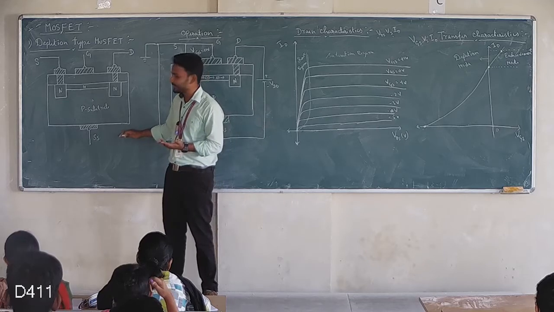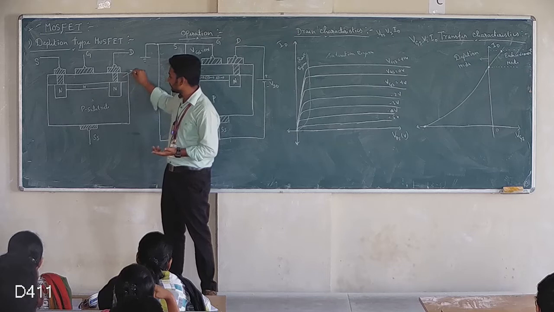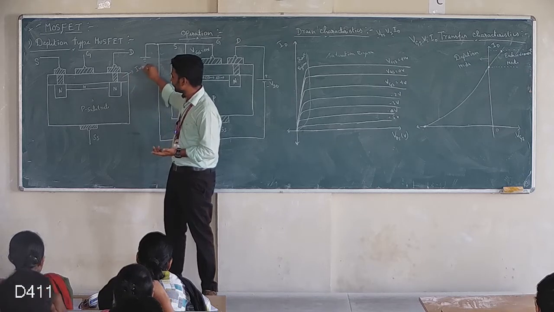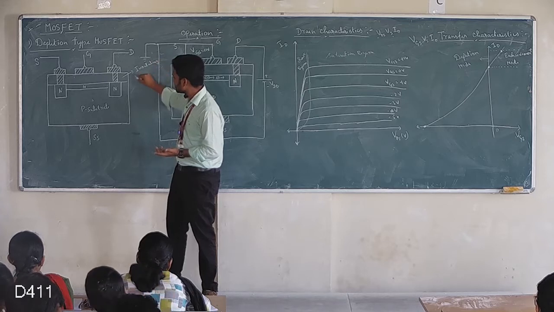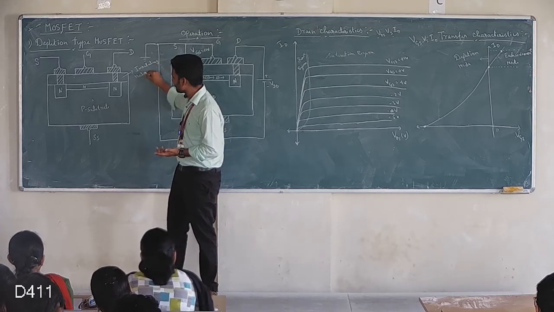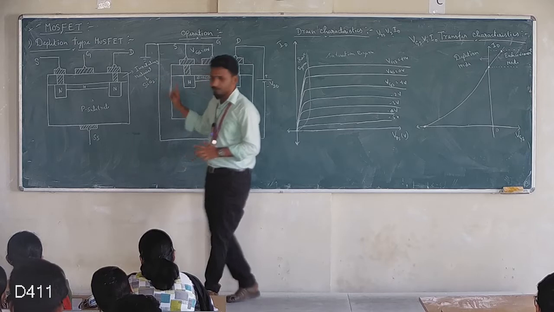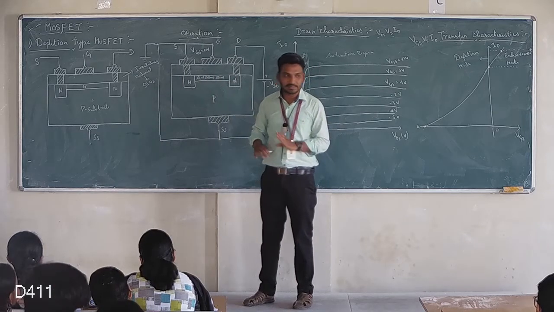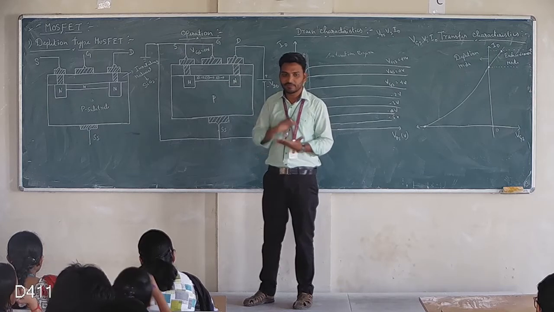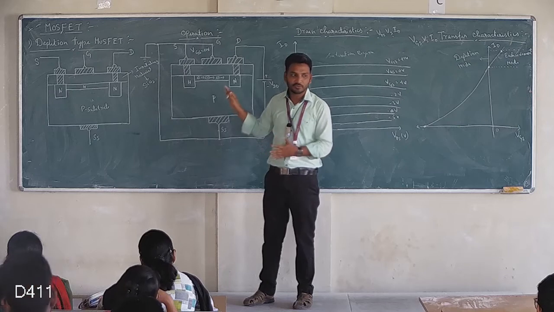But when you see this MOSFET diagram, there is a separate layer. This is an insulating material made up of SiO2, silicon dioxide. There is a separate layer between the gate terminal and the substrate. That is the difference between JFET and MOSFET. The rest is the same; only the construction varies a little.